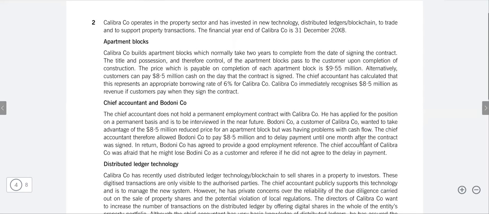And then we have the general entries thing. Calibra company operates in the property sector and has invested in the new technology, distributed ledgers, blockchain, to trade and to support property transactions. The financial year end of Calibra company is 31st December 2008. Now we need to know the year end because we are supposed to perform the journal entries according to that.